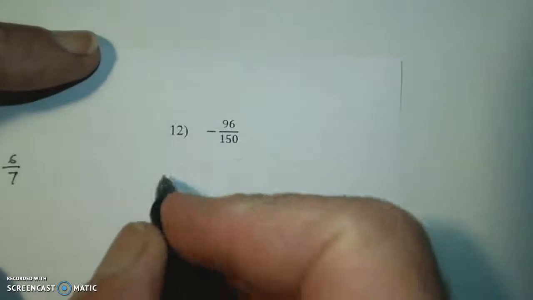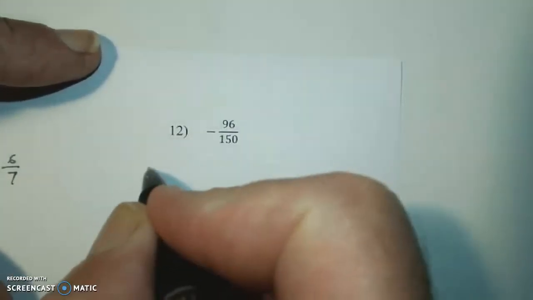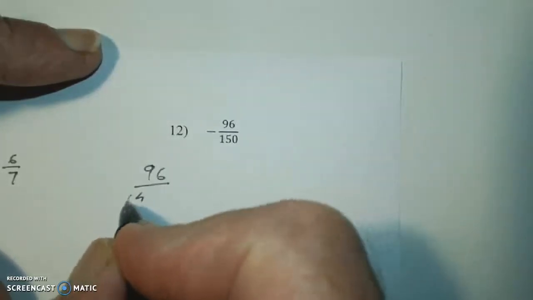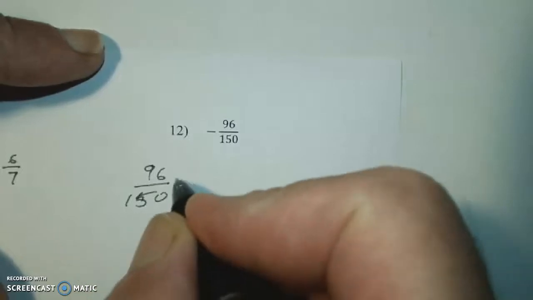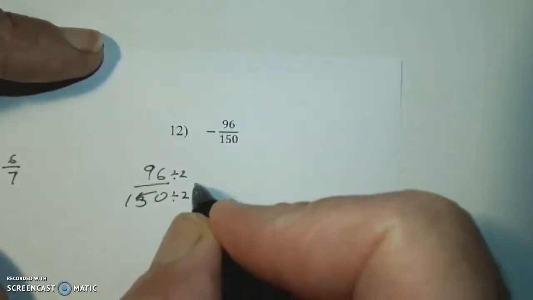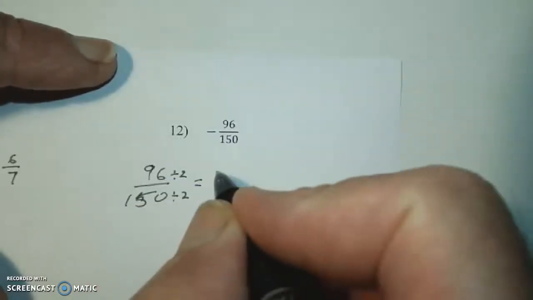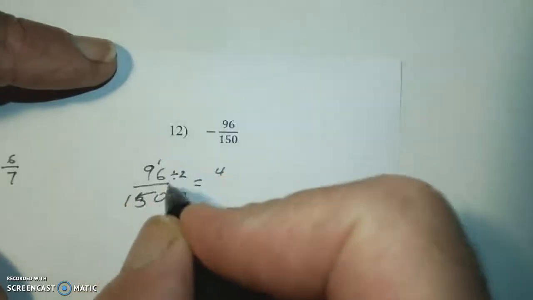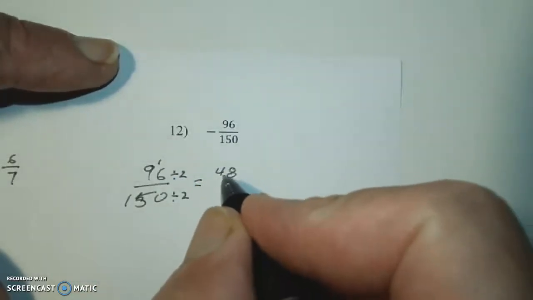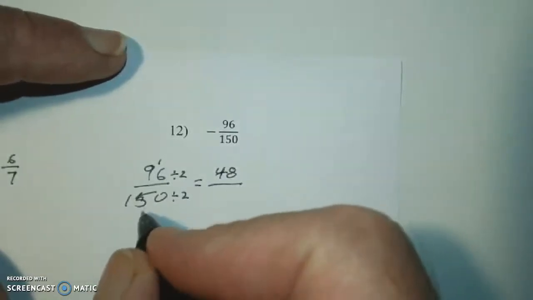Number 12. Negative 96 over 150. I'm going to forget about the negative sign for a moment. 96 over 150. They're both even, so they can both be divided by 2. You're going to get, 2 is going to go into 9 4 whole times. We're going to get 1 left over, so that's 16. 2 goes into 16 8 times. Yeah, 48 times 2 is 96.